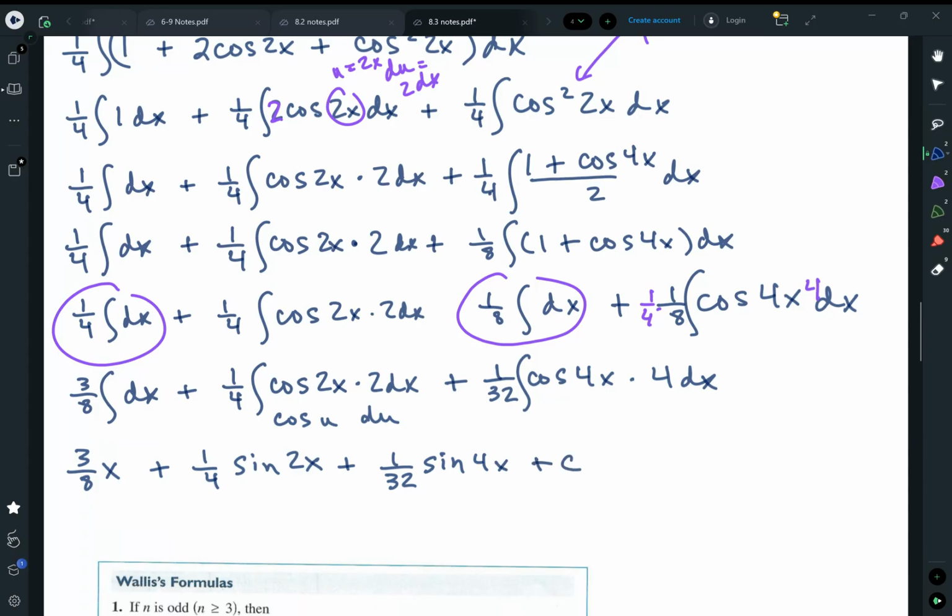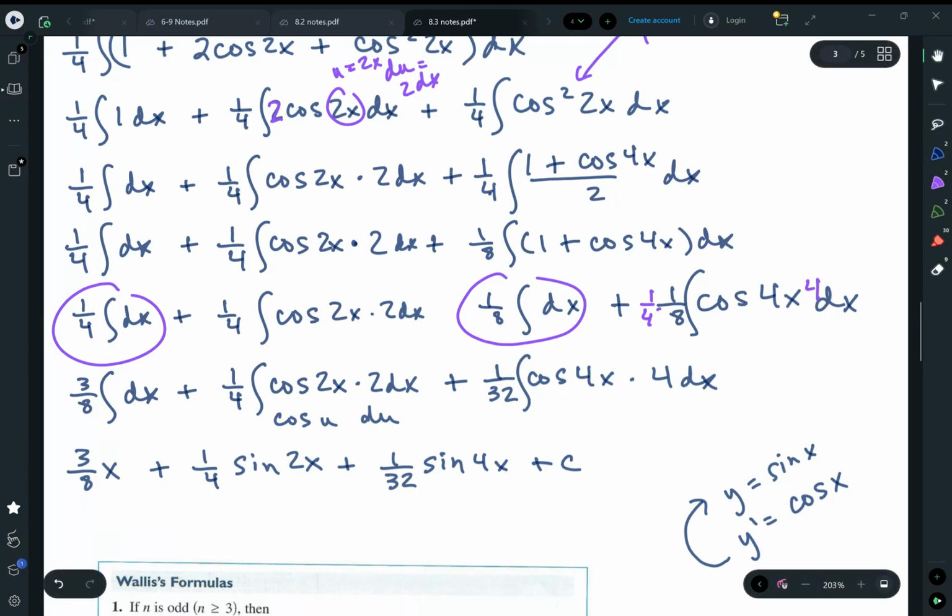If you have trouble remembering signs, you could always go back and say, well, if my y equals sine x, my y prime equals a positive cosine x, right? And that's going to help you when you're moving backwards from cosine to sine. Just be accurate with your plus and minuses here. So we are all set. We integrated this, and that was just an example of power reducing.